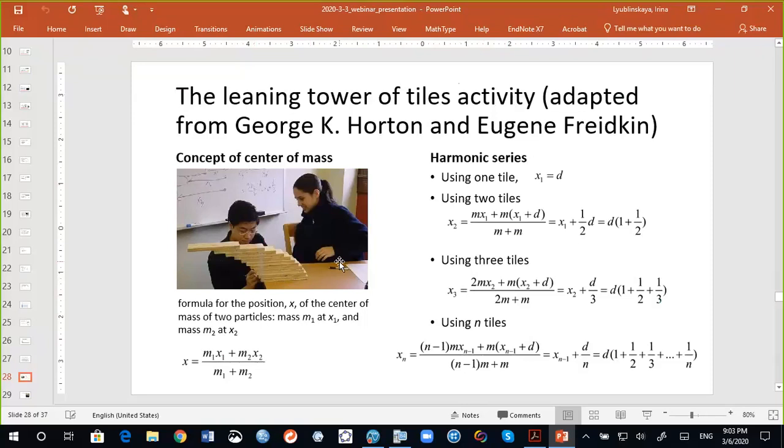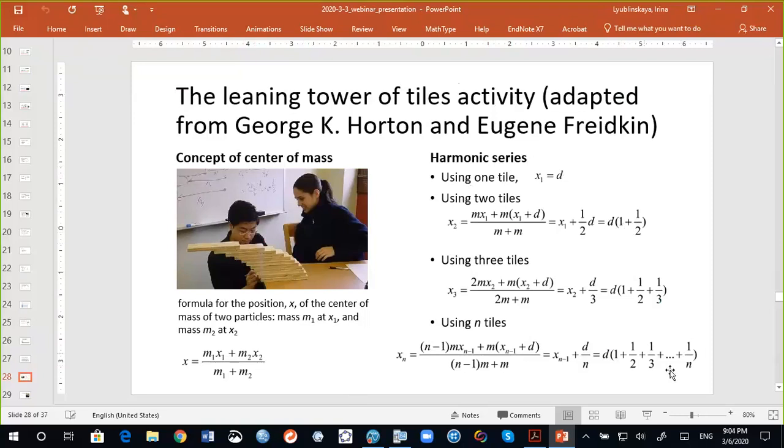The students can easily, if given particular background, use the formula for the center of mass to figure out how far each set of tiles is going to be from the edge of the table. So if we're using, let's say d is half of the tile. If we're using one tile, it's just a distance d. When we use two tiles and use the formula for center of mass, we'll get that it is d times (1 plus 1/2), and so on.